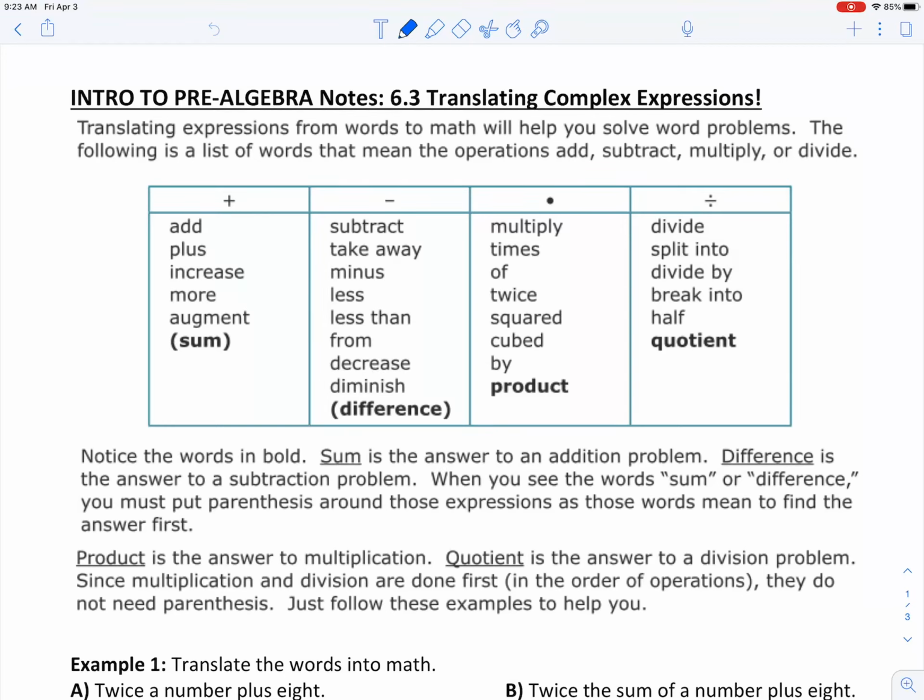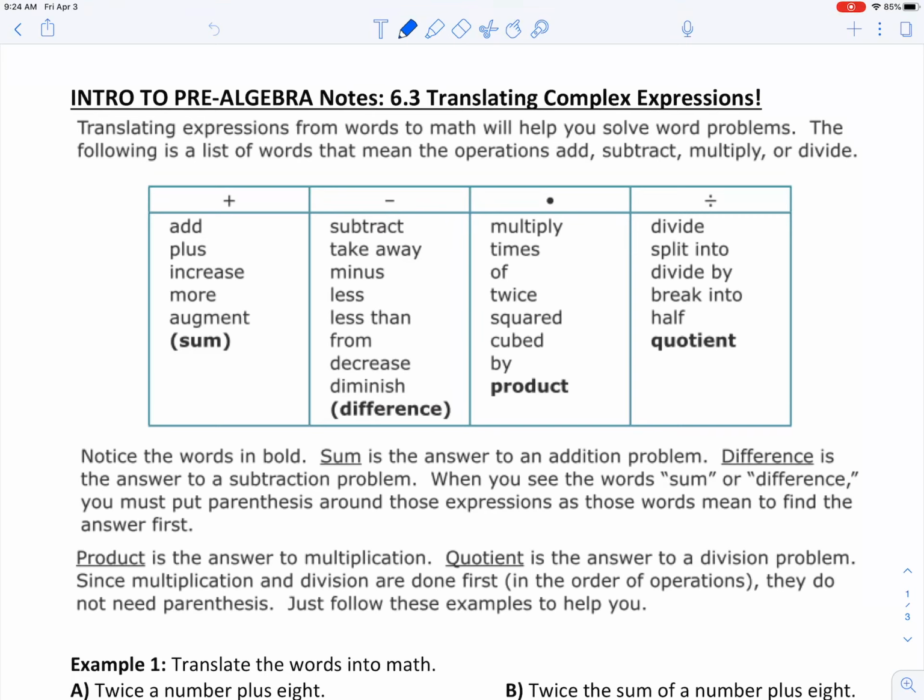Hello class, welcome to lesson 6.3, which is on translating complex expressions. So translating expressions from words to math will help you solve word problems. The following is a list of words that mean the operations to add, subtract, multiply, or divide.